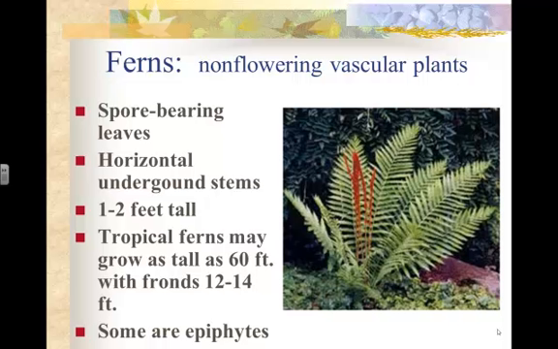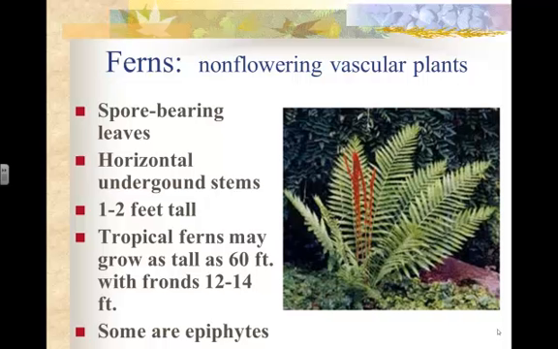Ferns are non-flowering vascular plants. They have spore-bearing leaves, which we're going to talk about. They have a different kind of stem. You don't see it above ground, whereas most plants you see the stem and then you see leaves off of it. Their stem is underground, and it's horizontal, so it's growing along the ground under it. And then the leaves are what spring up from that, and so we only see the leaves because that's the only part that is above the soil. So the stem and the roots are actually under the soil.